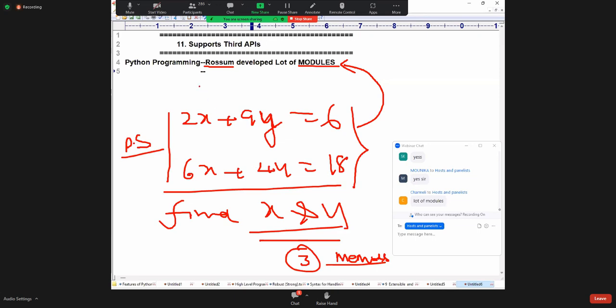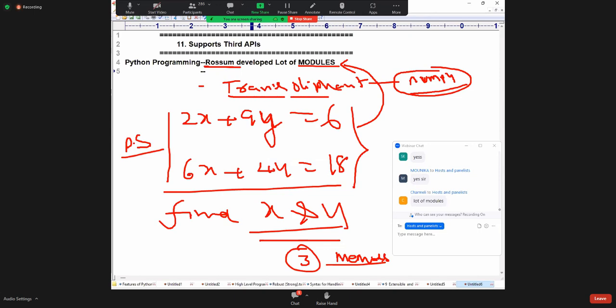Definitely, some person, Travis Oliphant, developed a module called NumPy. NumPy stands for numerical Python. Spell it out once. This module was not developed by Rossum. It was developed by Travis Oliphant. He is a third party vendor. It is developed by the numpy.org organization.